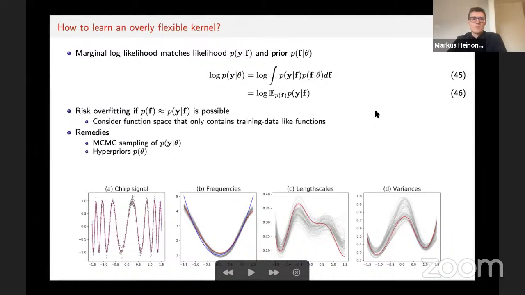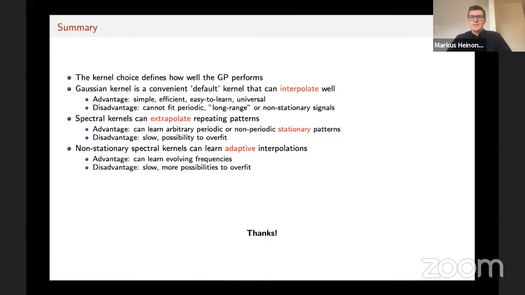Okay, I think that was my presentation, and I still have a few minutes left. As a summary, today we have looked at various spectral kernels, and what they can do that, for example, a standard Gaussian kernel cannot do. The key thing is that they can extrapolate some kind of repeating pattern, and the non-stationary kernels can even extrapolate evolving patterns over the input space.